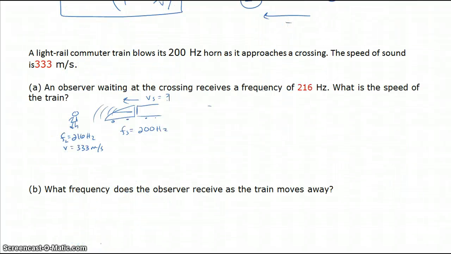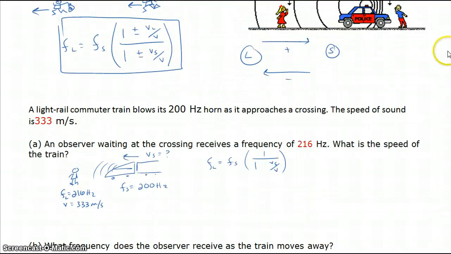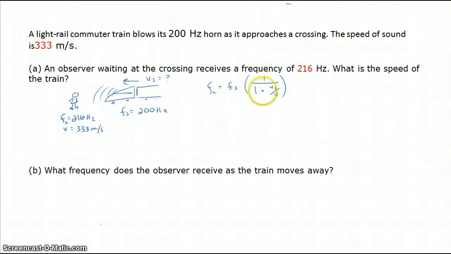So that's going to reduce our formula, make it into something a little bit simpler, like the frequency of the listener equals the frequency of the sound times 1 over 1 something, the velocity of the source over the velocity of the sound. Is it a plus or a minus? Well, let's see. He's moving to the left, and the way we draw these pictures is that to the left is negative. So I'm going to choose the negative sign here. I'm going to put the negative sign in there, and let's see what happens.